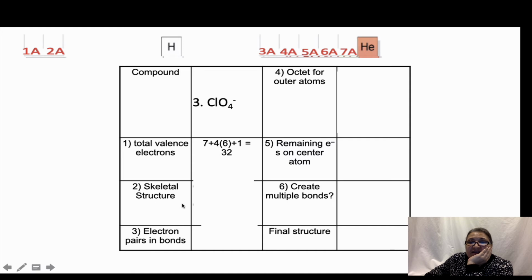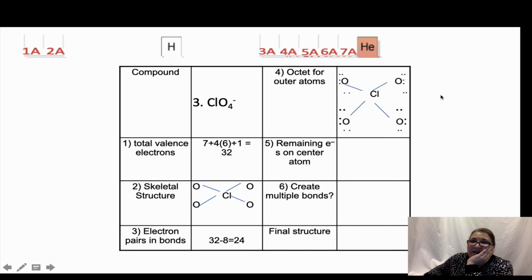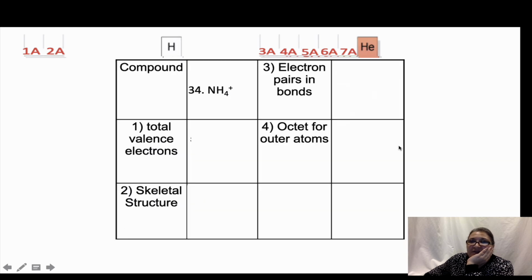Now, skeletal, we connect them. We subtract 8 because of what we used. So we have 24 left. Then we put 6 on each to have 8 on the oxygens. This one kind of deformed a little, but that's okay. This is 8 dots, 8 dots, 8 dots, and 8 dots. Okay, so we have 8 around the central atom. We have 8 around the outer atoms. We did good.